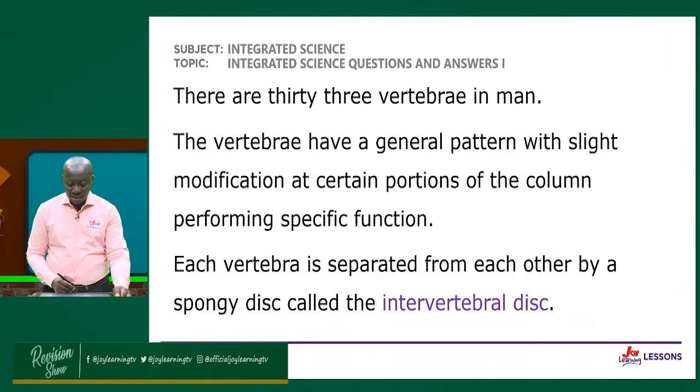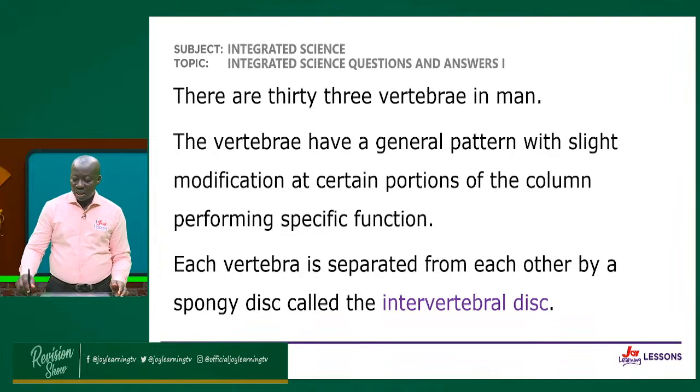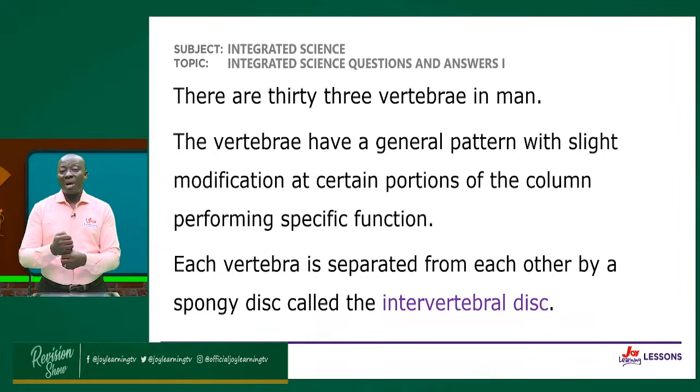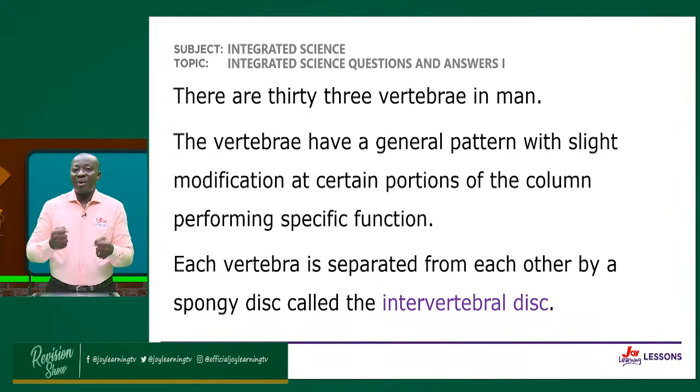Now, each vertebra is separated from the next by a spongy disc known as the intervertebral disc. So the creator made it such that if this is one of the bones and the other one is there, the surfaces don't touch directly. There's always some spongy tissue separating them. One of its functions is to absorb shock. So when you jump and you land, you will not have extreme shock. It also prevents wearing of the surfaces of the bone. But some people have problems with that.